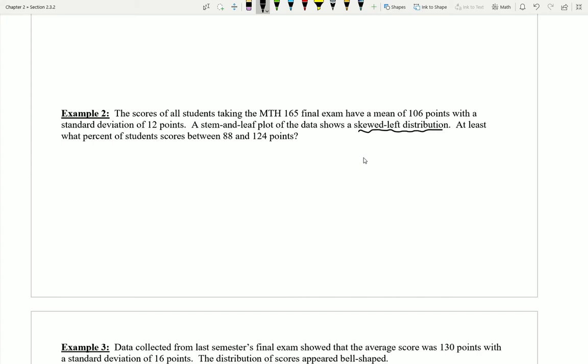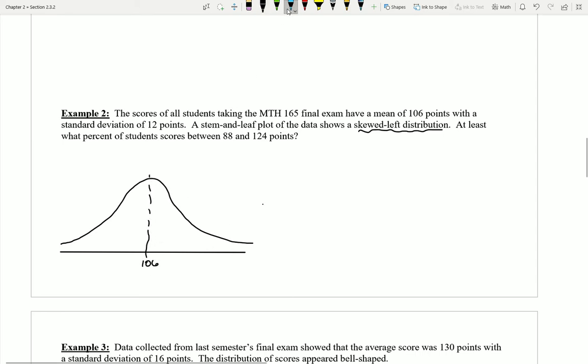Okay, perfect. Now, I'm going to show you right off the bat what a lot of students do on a question like this. A lot of students go, okay, Kyle, at least what percentage score between 88 and 124? And they start going, okay, perfect. I'm going to draw out my little number line. I'm going to draw out my nice little curve. And I know the average is 106. And I know that my standard deviation is 12. So I'm going to start jumping up and down by 12s, right?